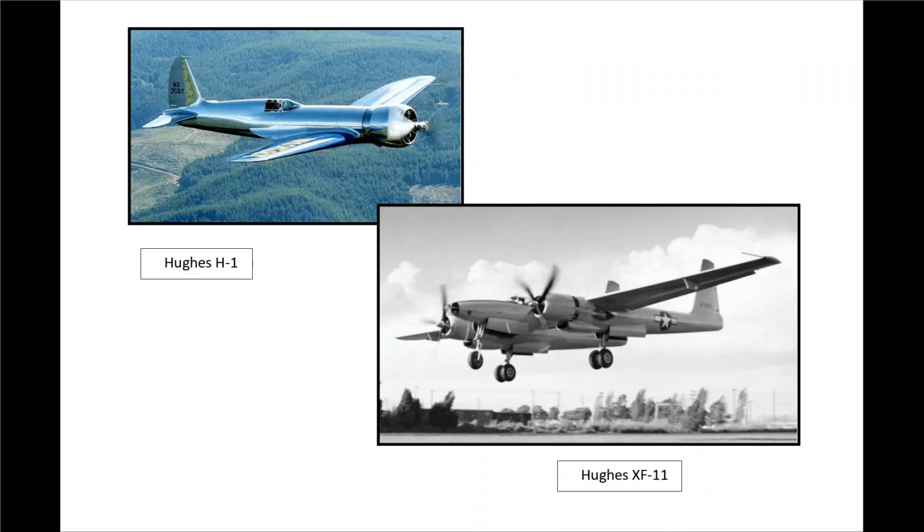Now take a look at these beauties. Just one look at the lines of the Hughes H1 or the XF11, and you can see the master rhetorician at work. The H1 was a racer that held a speed record for a time, and the XF11 might have been the fastest reconnaissance aircraft of its day, were it not for an oil leak that caused an in-flight failure while Hughes was making a test run over LA.